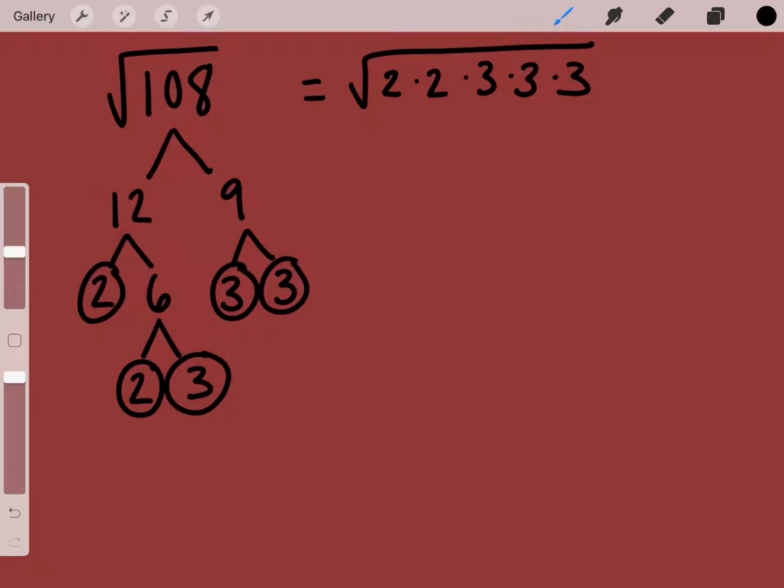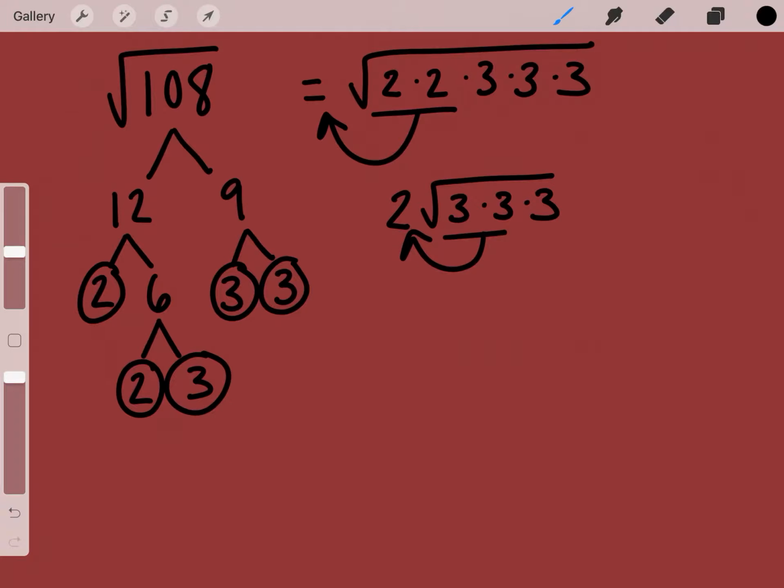Then I'm going to look for any number that is multiplied by itself once. So I'm going to take out the 2 2's. They're going to leave as 1, which would make this 2 square root of 3 times 3 times 3. Now I'm left with 3 multiplied by itself 3 times, but a square root only breaks down when things have been multiplied by itself once. So we're going to just take out a pair of 3's because that's like 3 squared.